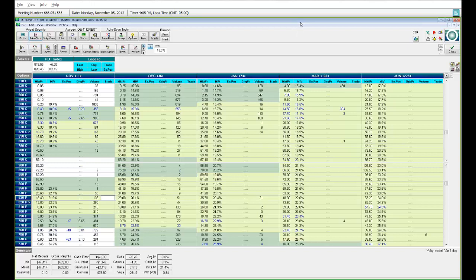It's about what is an option? Why do we trade them? Where do we find options? What is an option? That kind of thing. All right, so let's get after it.